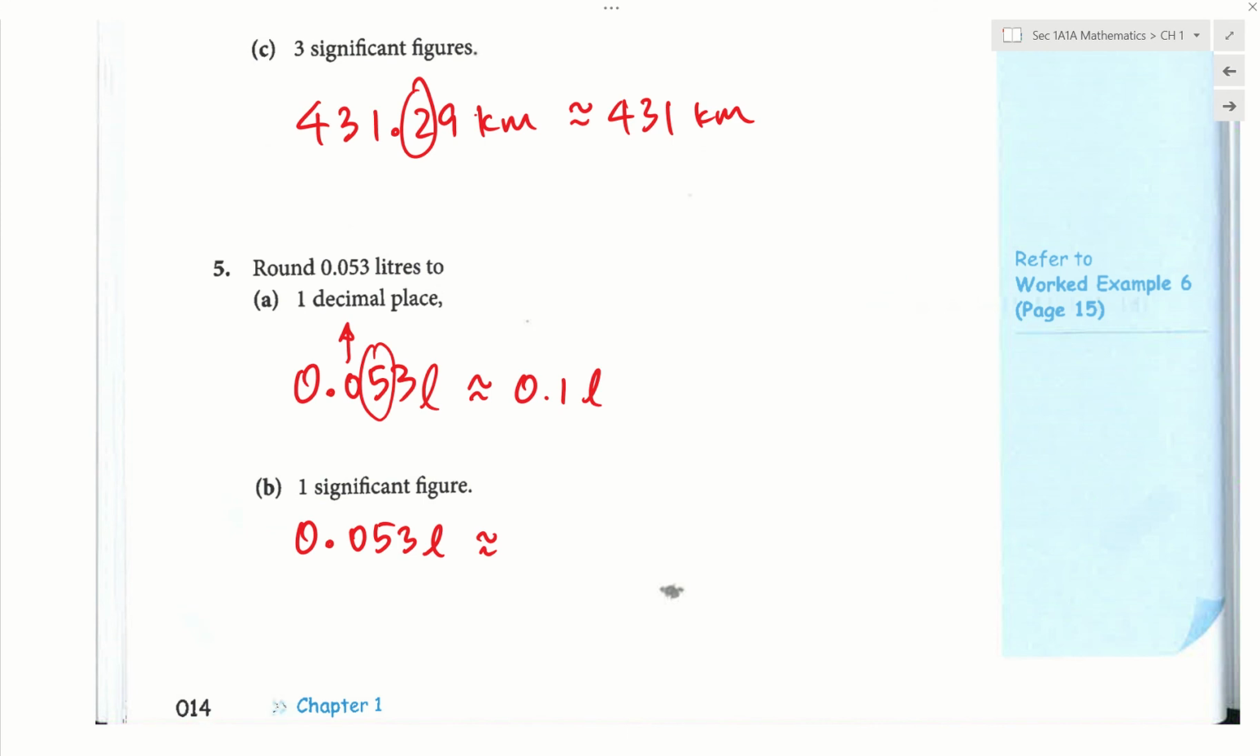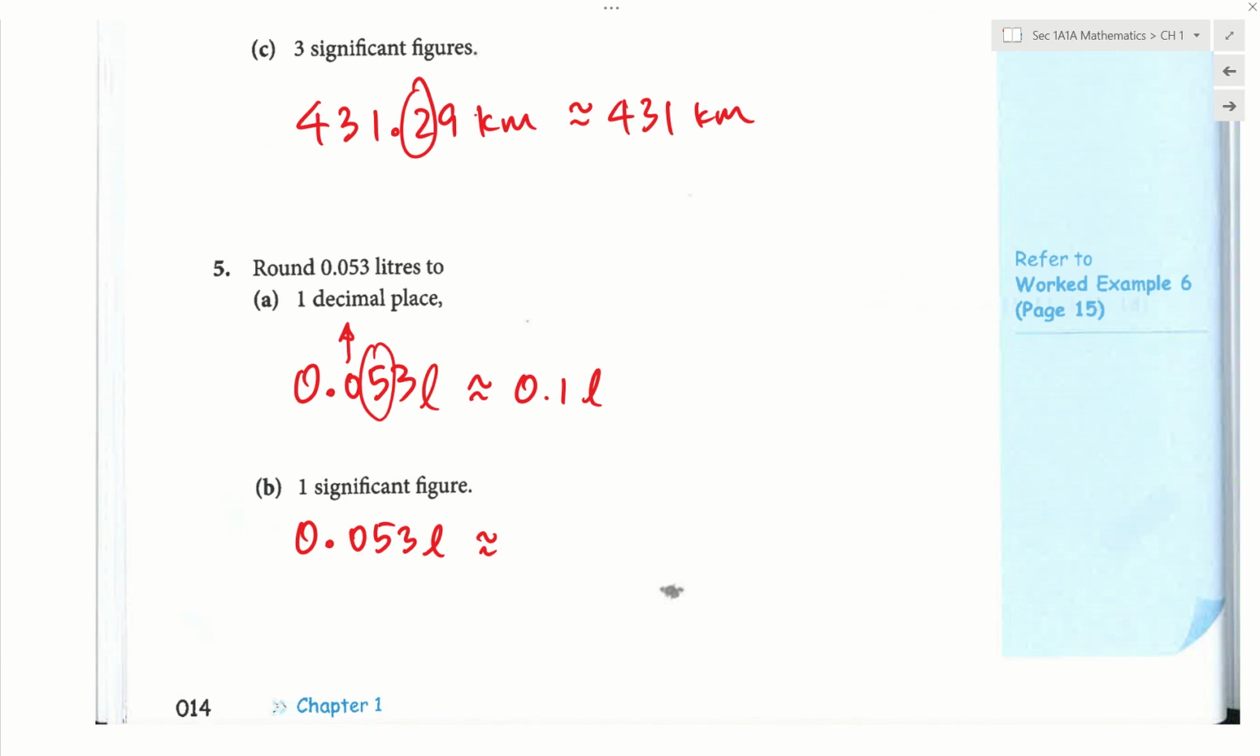Cannot be 0. More than 0. Okay, I'm hearing some correct and partially correct answers. The first SF must be a number that is bigger than 0, not 0, or talking about the same thing, right? So if it starts with a 0, that cannot be your first SF. The first SF is the first number that is not 0. Which is the first number that is not 0? 5, right? So that is the first SF.